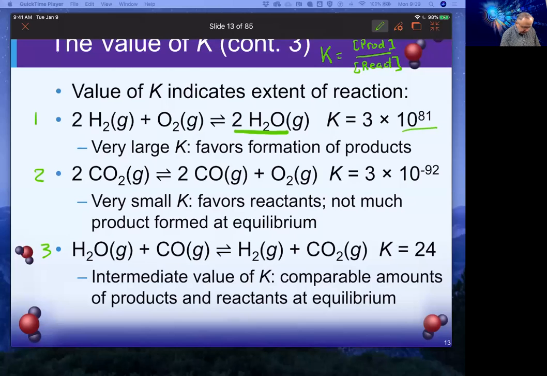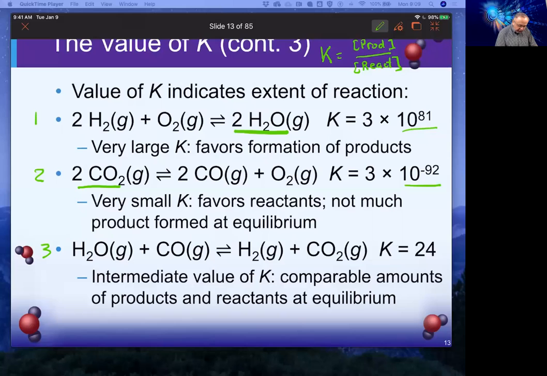Now, when we look at equation 2, this is 10 to the minus 92. So this is hugely on the other end of the spectrum, meaning this reaction is not going to go towards product that much. If you have CO2, it's very unlikely that it's going to become carbon monoxide and oxygen gas. So the equilibrium lies towards the reactants.